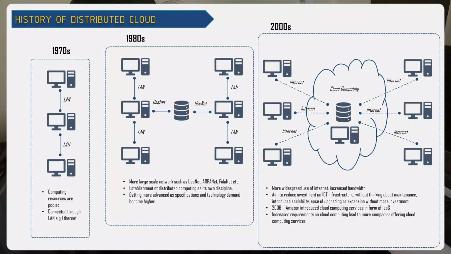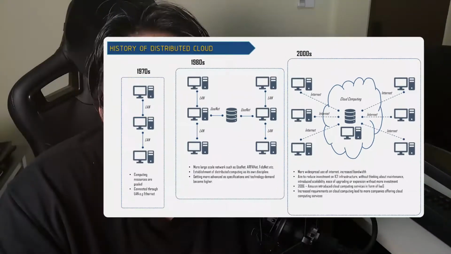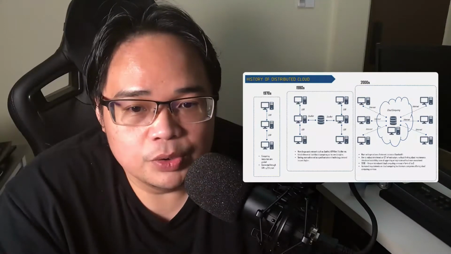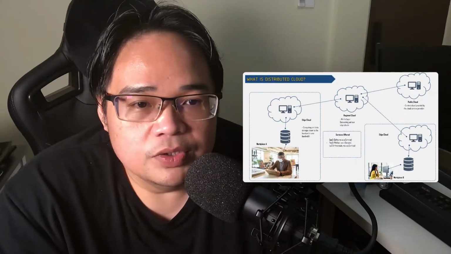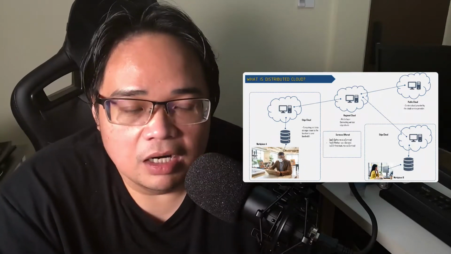In 2006, Amazon introduced cloud computing services in the form of Infrastructure as a Service or IaaS, and increased requirements on cloud computing led to more companies offering cloud computing services like Microsoft Azure. So let us look into what is distributed cloud.